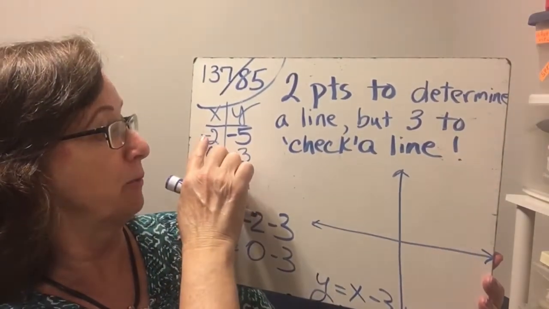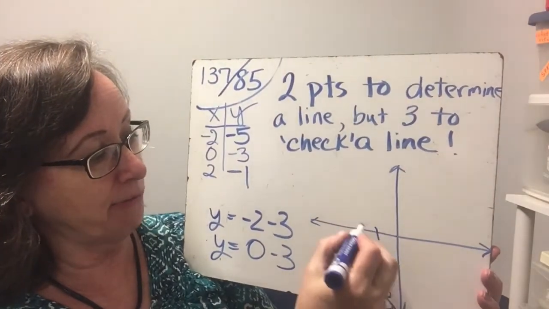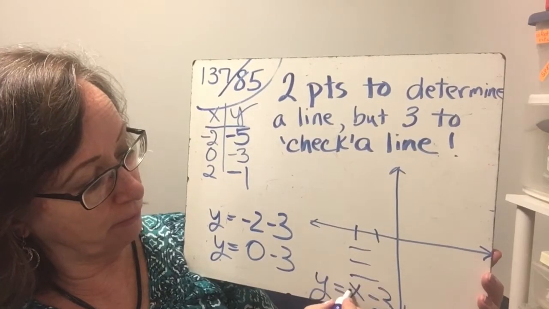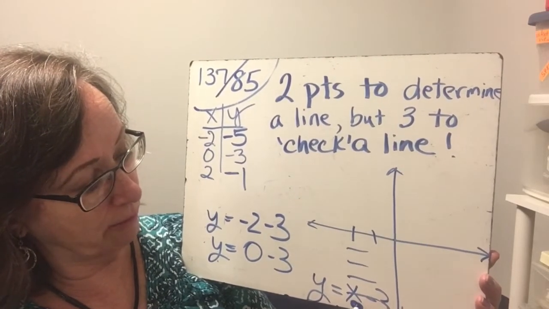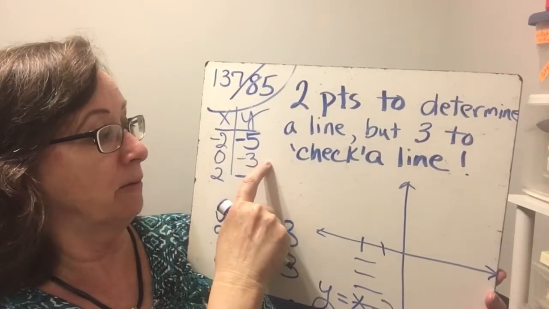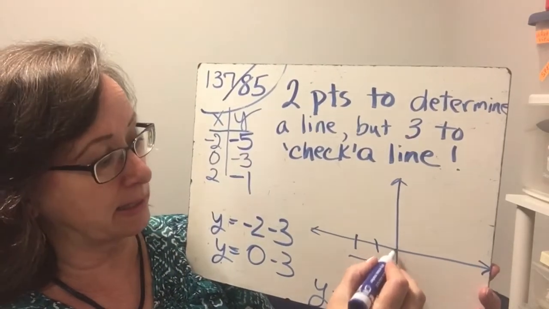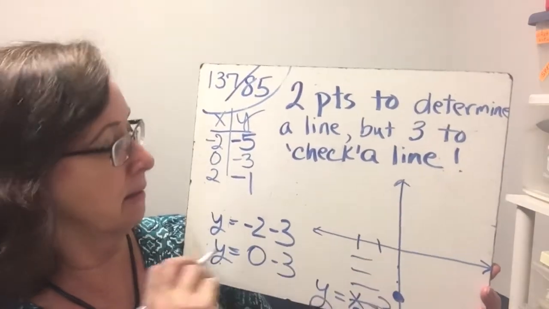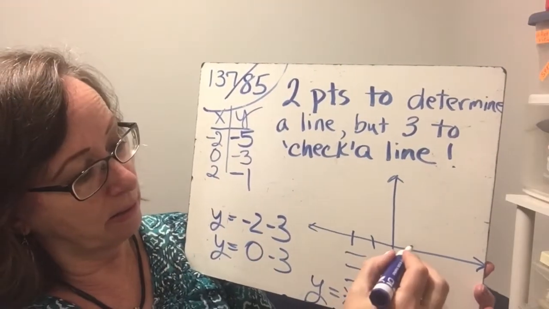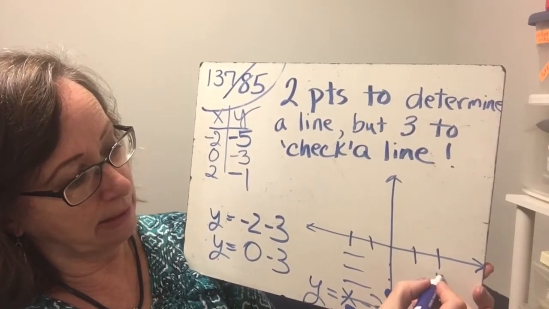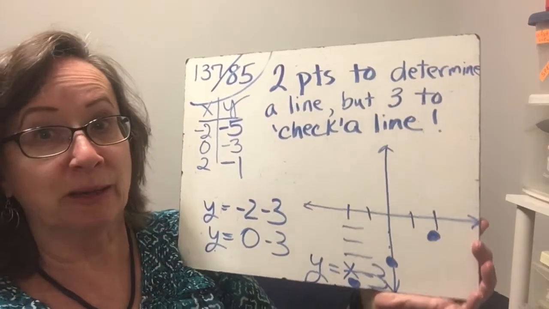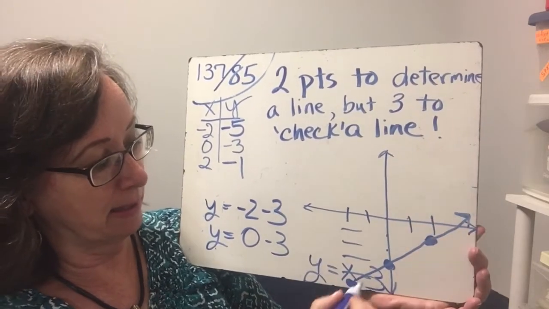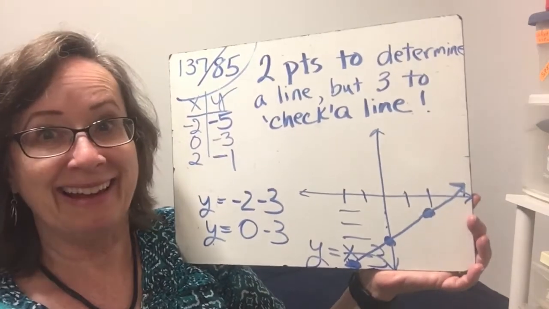Okay, so now we're going to -2, -5 is left 2, down 5. 1, 2, 3, 4, 5. Don't have a lot of room down there. 0, -3. Here's 0 on the x. 1, 2, 3. -3 on the y. 2, -1: 1, 2, -1 is right there. And you can see that my 3 points make a nice little line.